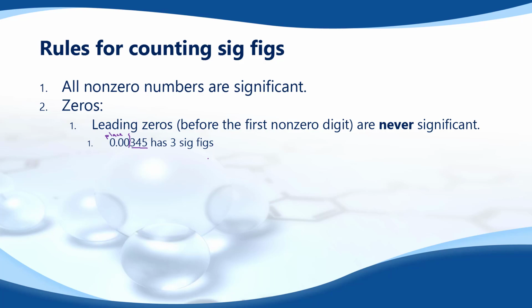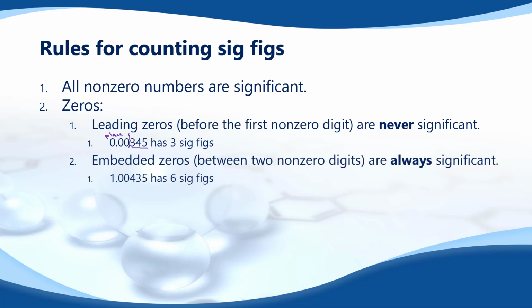Zeros in the middle of a number, so between non-zero digits, always count. Those are what we call embedded. 1.00435. Those two zeros are between a 1 and a 4, so they both count. That gives us 6 sig figs.